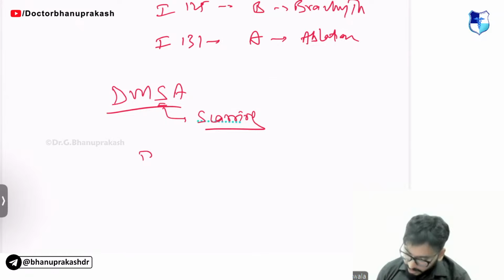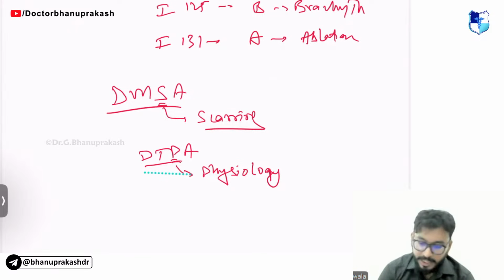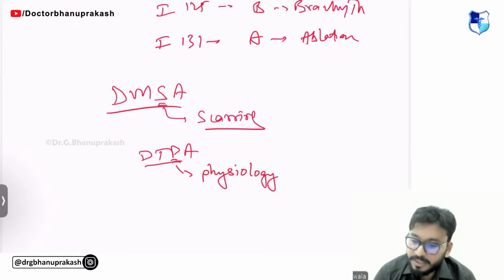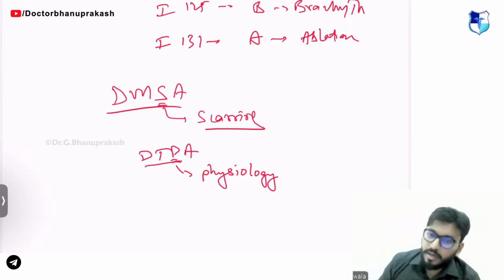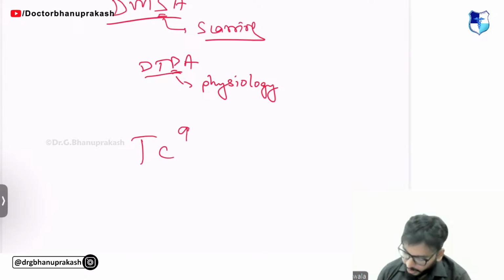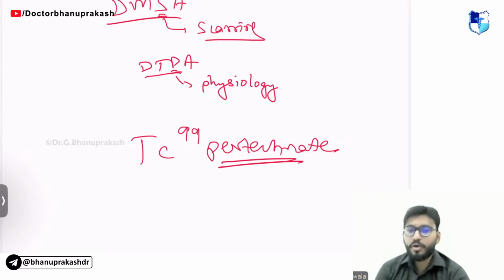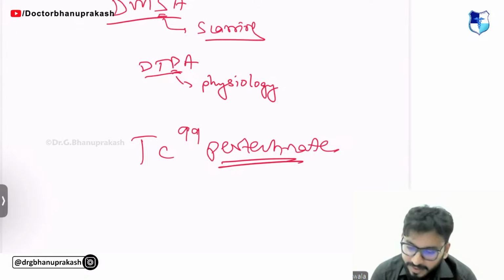Then there is a scan known as DTPA scan, guys. P stands for physiology. So for physiological functioning of the kidney, we use the DTPA scan. And one question that I asked you in Meckel's diverticulum, what was the molecule that we used? That was the technetium 99 pertechnetate scan.